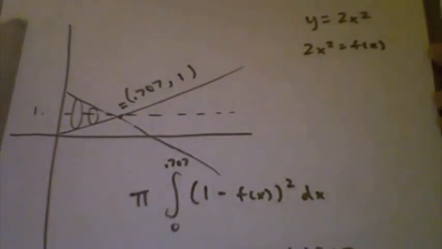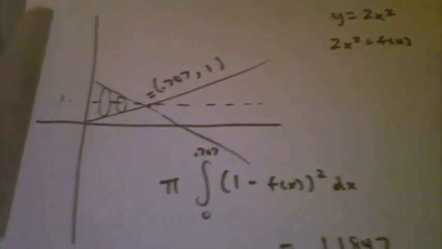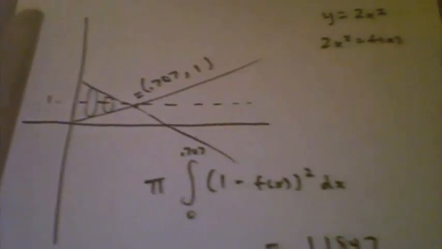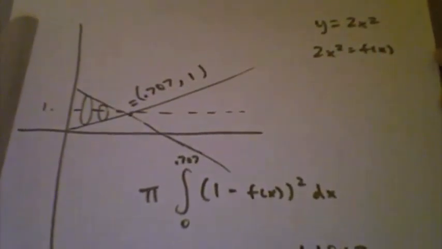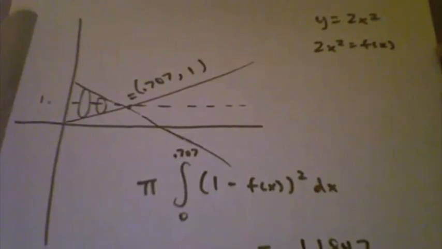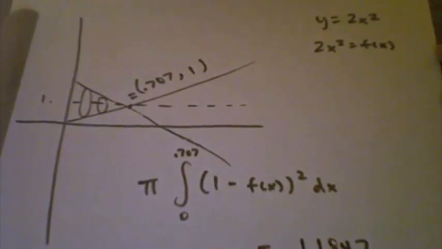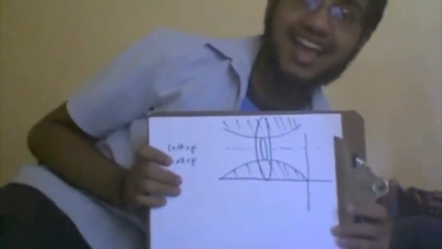Your end result should look something like this, where you have it revolving around that point and you find the intersection to be 0.707, and after you plug it into your washer method you should get a total down there of 1.1847. I get it now.